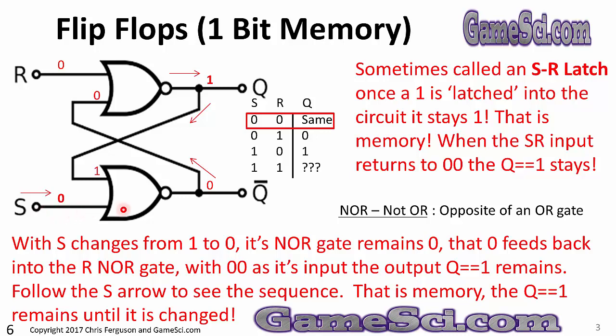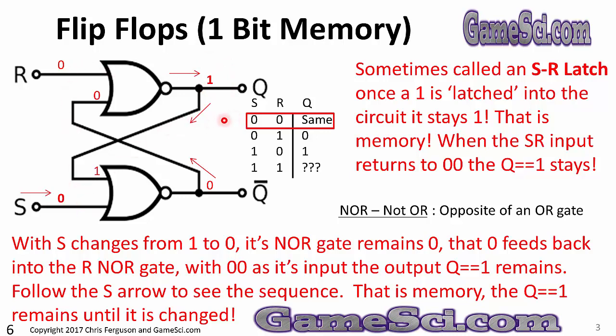A 0 into here with a 1 means this OR gate would output a 1. NOR would make that a 0, which would feed a 0 back into this OR gate. Two zeros on an OR gate produces a 0, but NOR of 0 is a 1. So the value of this circuit maintains a 1 as long as the input stays 0 and 0.